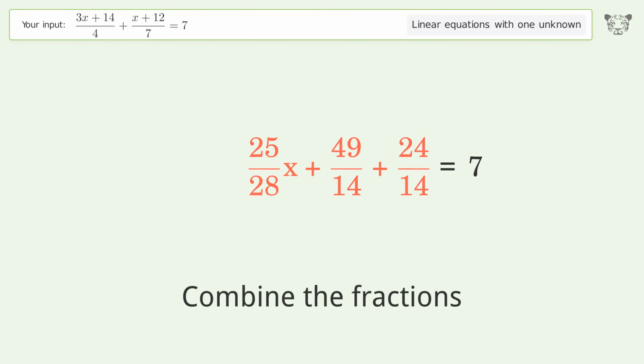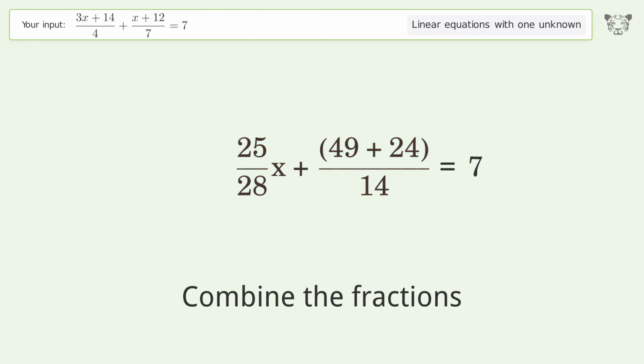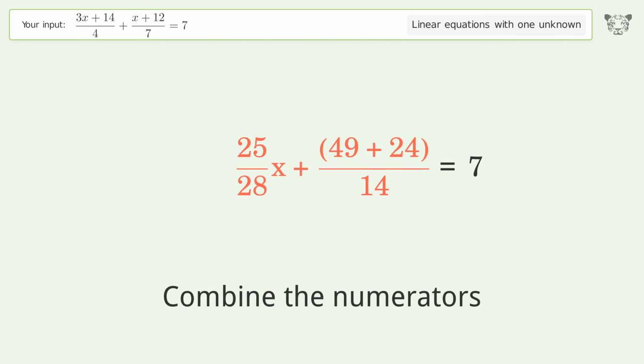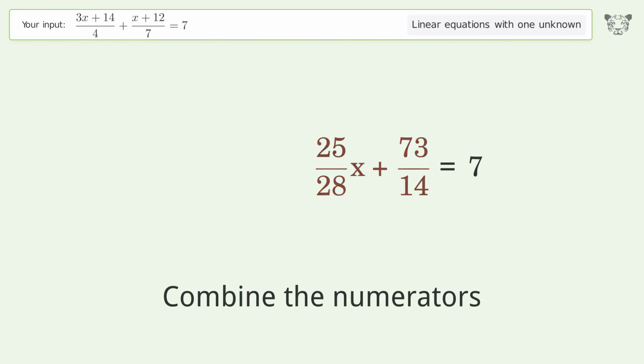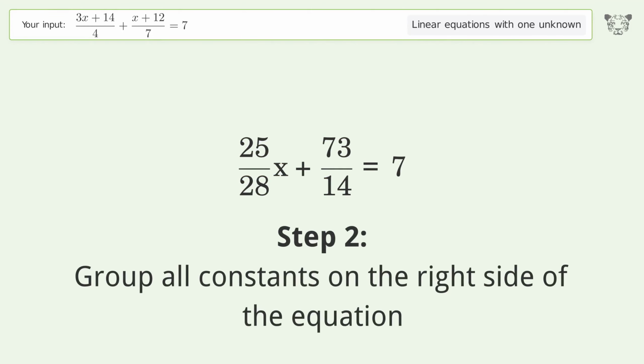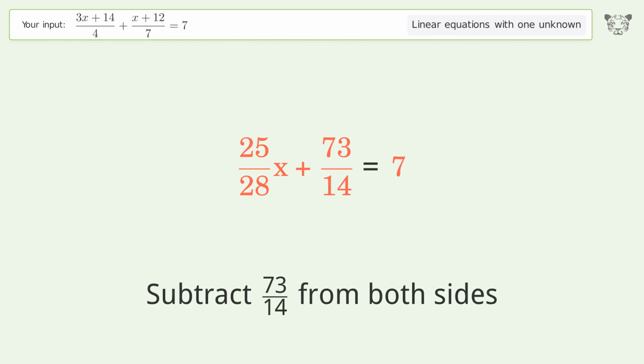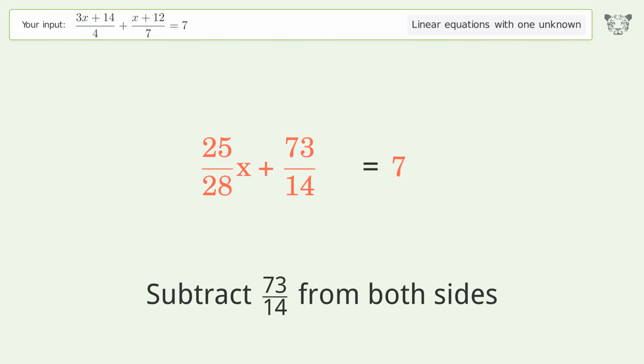Combine the fractions. Combine the numerators. Group all constants on the right side of the equation. Subtract 73/14 from both sides.